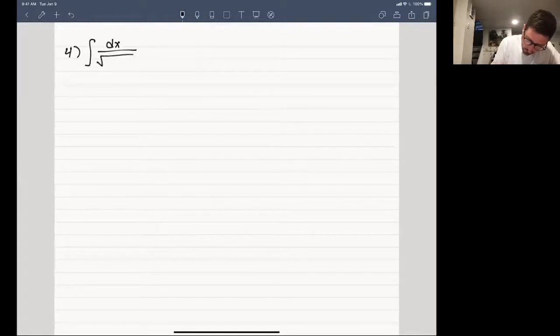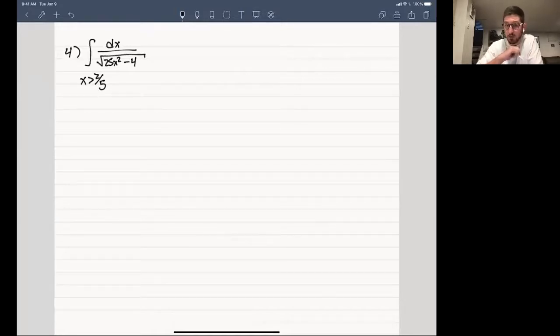dx over the square root of, say, 25x squared minus 4. And I'm going to say, of course, we want to restrict ourselves to where this thing is positive. So we want x is larger than 2/5. So that's one of the two regions, right? It could be smaller than minus 2/5 as well. But we're going to say, assume x is bigger than 2/5.